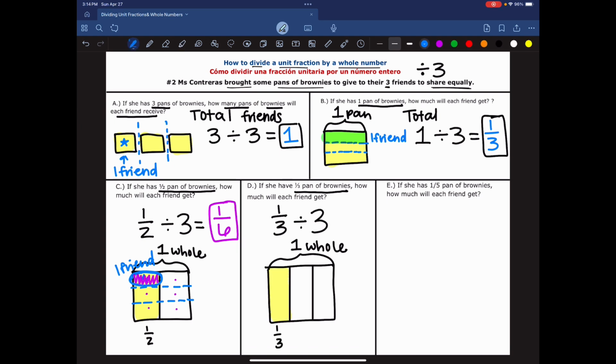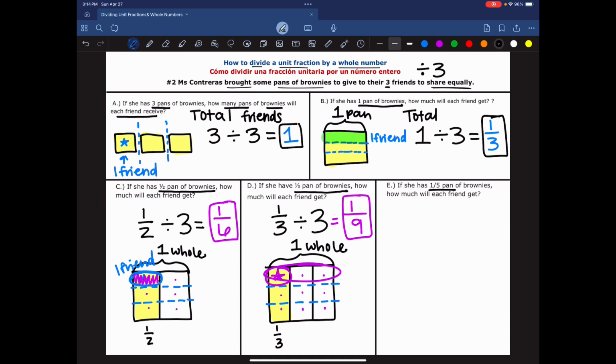Next, I partition 3 sections horizontally by drawing 2 dashed lines to make 3 sections. Lastly, I look at each friend's section to see how much of the total brownie they will receive. Each friend will get 1 out of 9 pieces of the brownie.